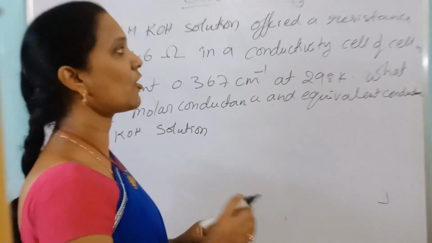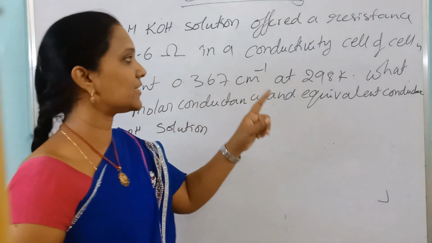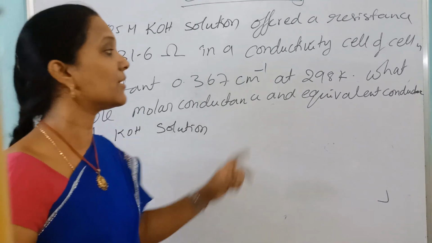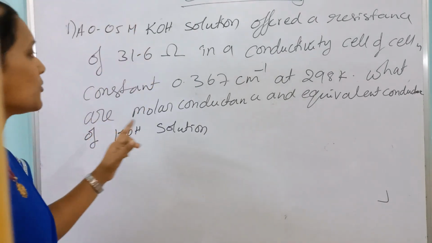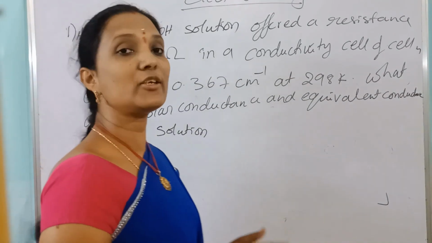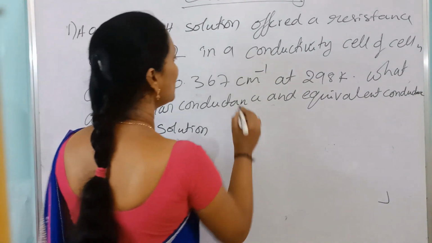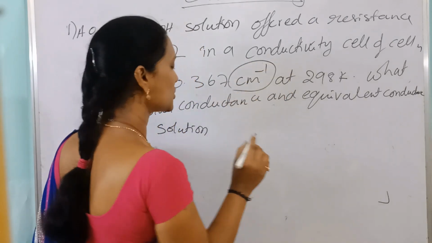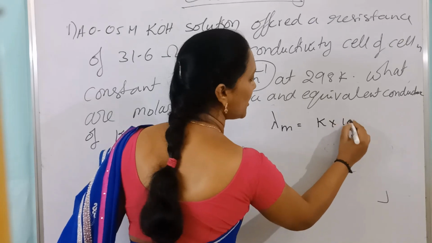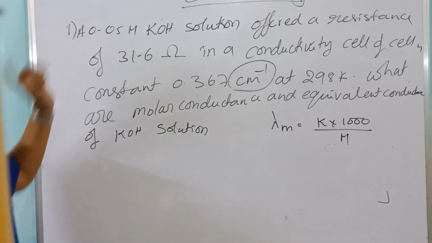0.1 M KOH solution offered a resistance of 31.6 ohm in a conductivity cell of cell constant 0.367 centimeter inverse at 298 Kelvin. What are the molar conductance and equivalent conductance of KOH solution? The problem is to calculate molar conductance and also equivalent conductance. So what is the formula? Now see, centimeters is given. Molar conductance is equal to K into 1000 by molarity.